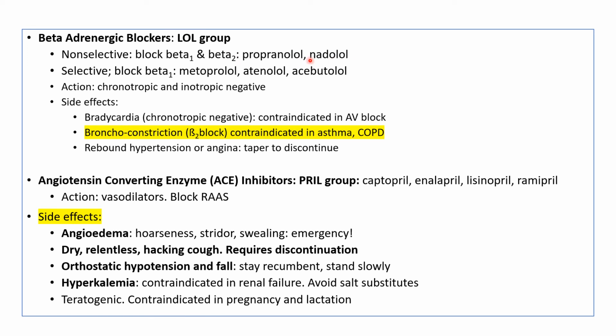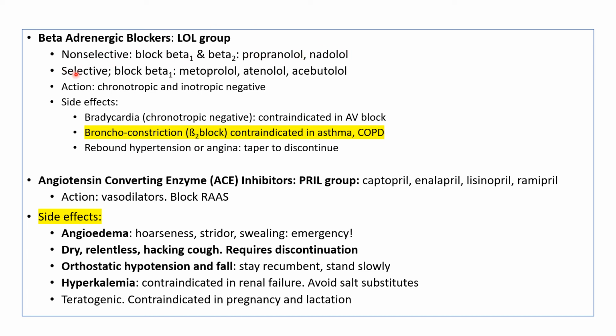They are not good for people with asthma, because if you block the beta 2, you produce bronchoconstriction. They are the opposite of albuterol, which stimulates the beta 2. So no good for asthma. In general, beta blockers are no good in asthma, but especially the non-selective, because they specifically block the beta 2. Examples of the non-selective are propranolol and nadolol.